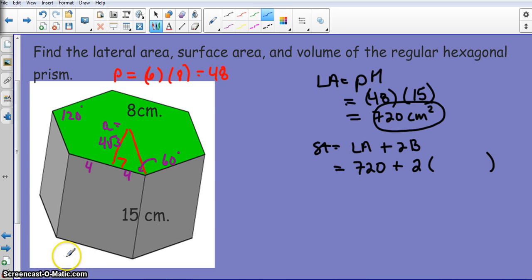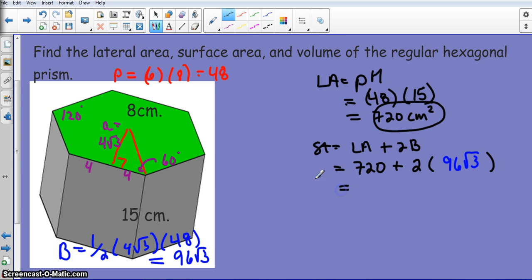So our base area is 1/2 times 4 root 3 times a perimeter of 48. So half of 4 is 2. 2 times 48 is 96 square roots of 3. That's our base area, the number I'm going to bring over here. 96 square roots of 3.